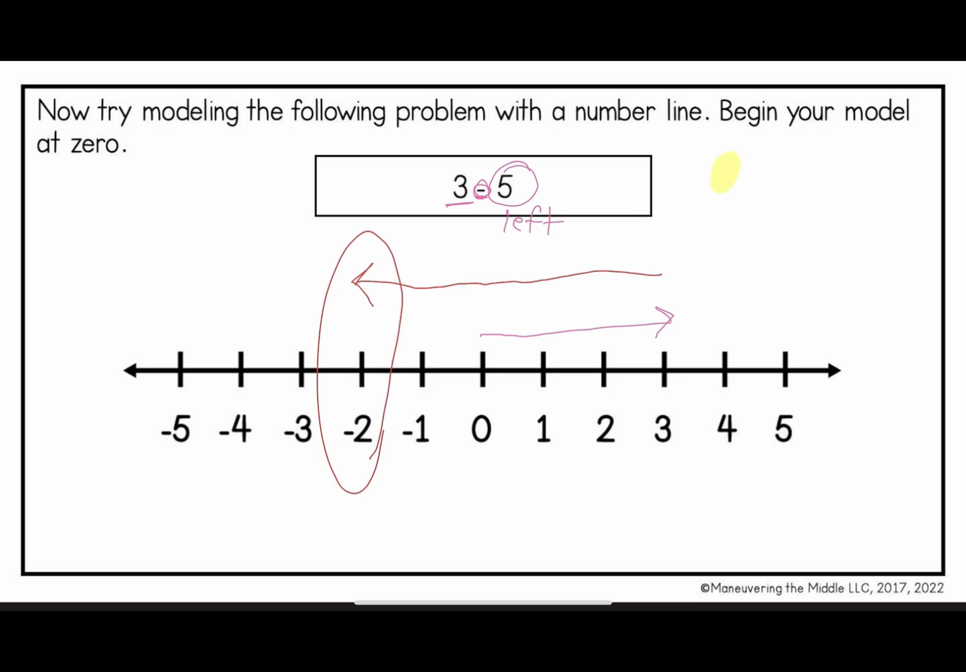Now, let's just double check it with our counters to make sure. I started off with 3 positives, and I want to take away 5 positives. So I'm going to add those 5 positives with their 0 pairs. 1, 2, 3, 4, 5, and I have to add the negatives because I can't just be adding numbers whenever I want. There's their 0 pairs. Now I can take away those 5 positives. 1, 2, 3, 4, 5. Now I need to cancel out any of my 0 pairs. 1, 2, 3. I'm left with negative 2.